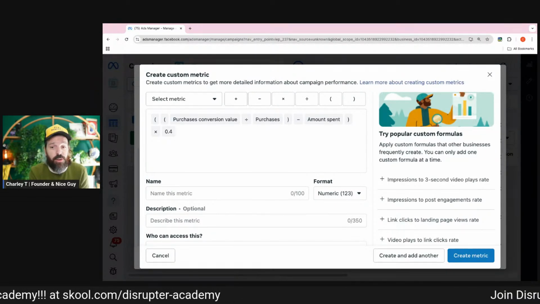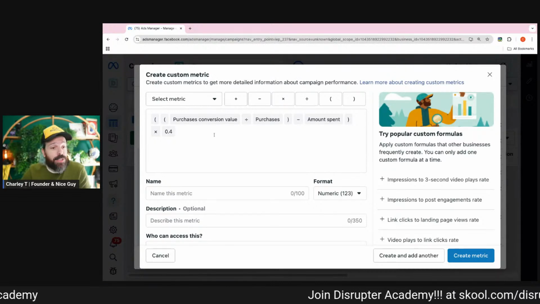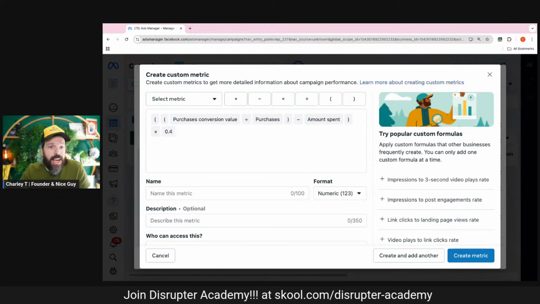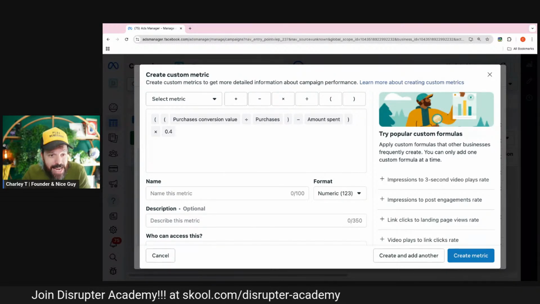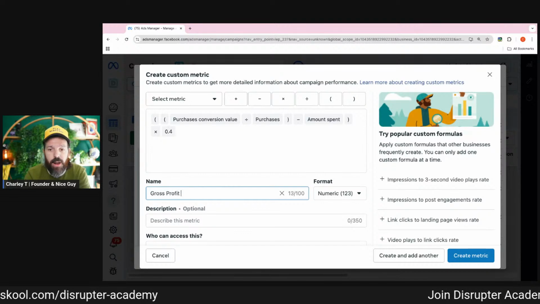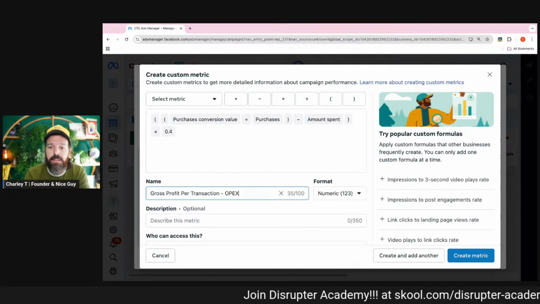We make $50 AOV, $50 CPA, boom. Now, if our OPEX is 40%, we can multiply that right into here. And now we know we're actually making $30 per transaction. This is gross profit per transaction minus OPEX.